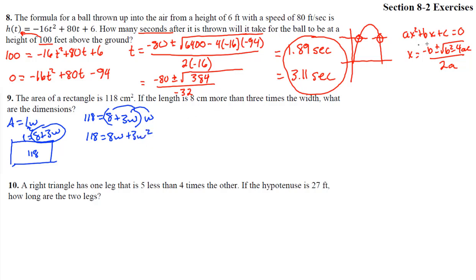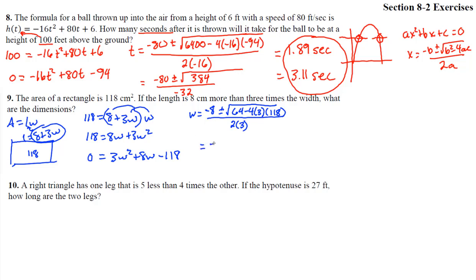In order to use that quadratic formula, we've got to get it equal to 0. So let's rewrite this. 0 equals 3w squared plus 8w minus 118. So we subtracted 118 from both sides and wrote it in descending order so that we have the a, b, and c. That means that w is going to equal negative 8 plus or minus square root 64 minus 4 times 3 times 118, all over 2 times 3.